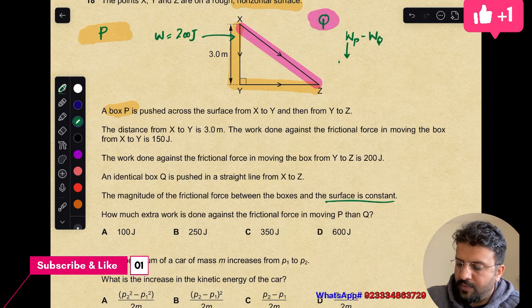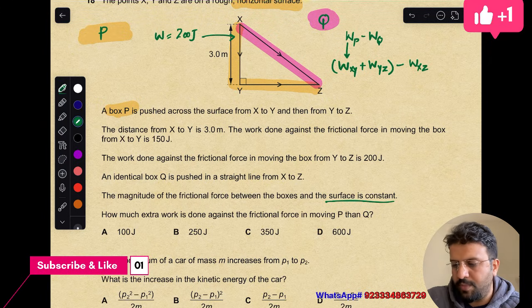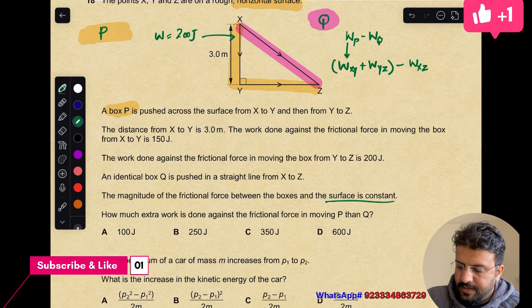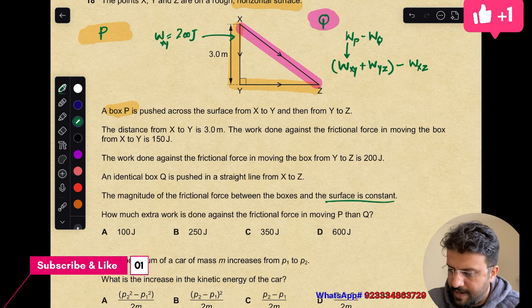Okay, so if you have to find the total work done by P, it means I need the work from x to y, that is given, plus the work from y to z, because that is the path of object P, minus the work done by object Q from x to z. Okay, so what information do we have? We have this, this is xy.